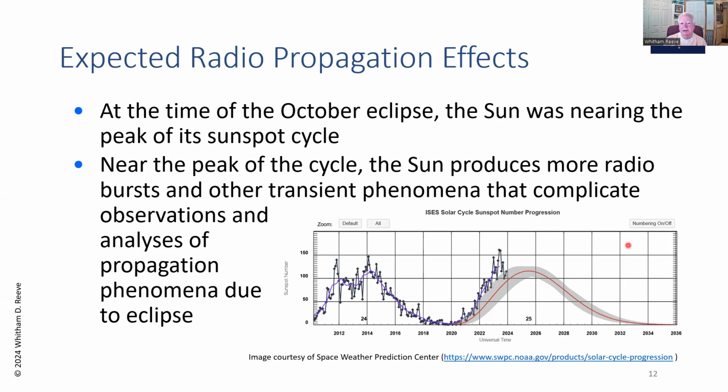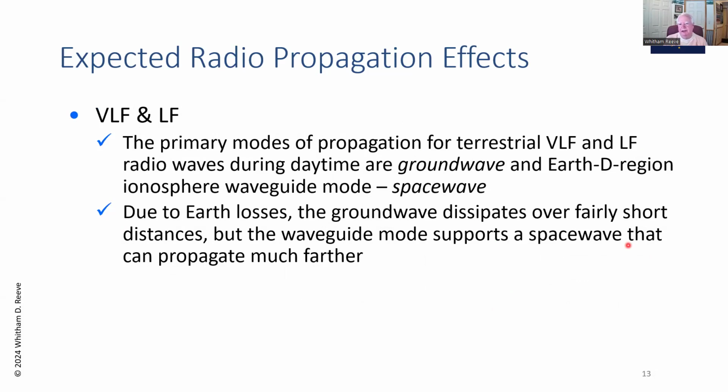So near the peak, you have a lot more stuff going on in the sun. You have radio bursts, a lot of transient phenomena. These complicate the observations. Now at VLF, the primary mode of propagation is either ground wave or a space wave. Now the ground wave doesn't get very far, but the space wave, which is a waveguide mode, actually does.